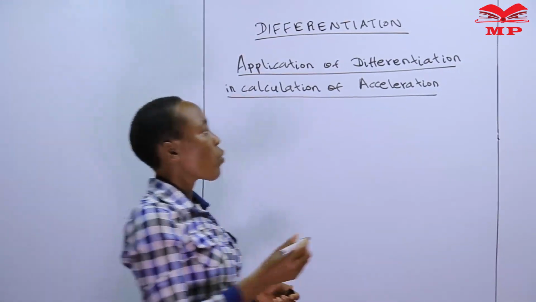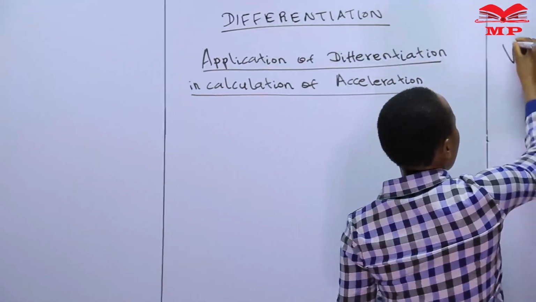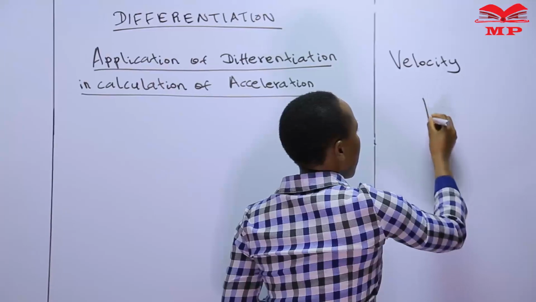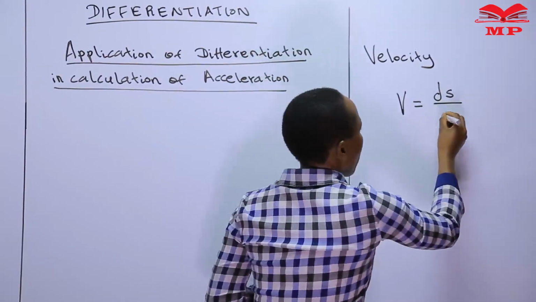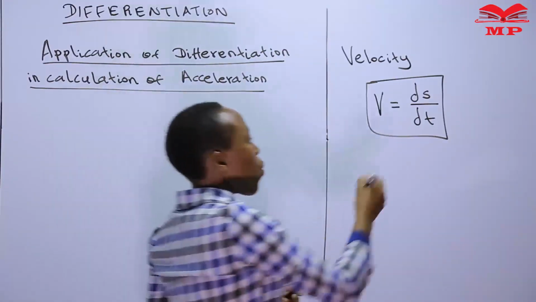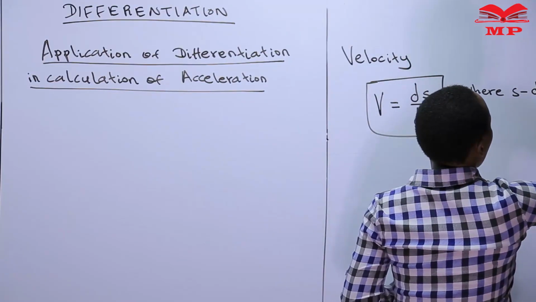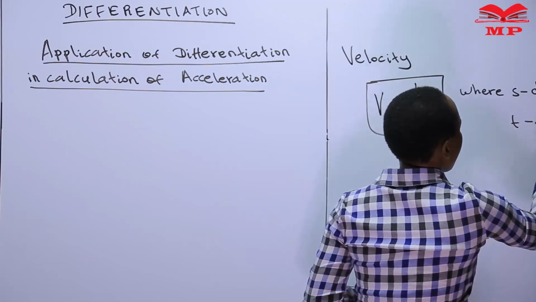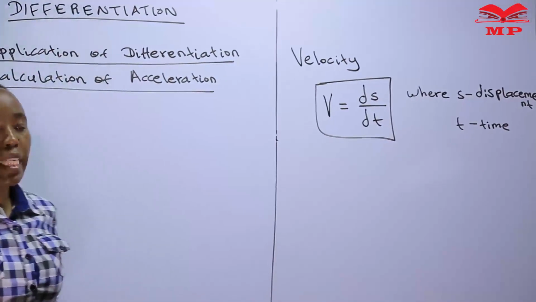In the previous lesson, we were looking at how we apply differentiation in calculation of velocity. We said that when we want to calculate the velocity, it is simply the differentiation of the distance with respect to time. So velocity is ds all over dt, where s is the displacement and t is the time taken.